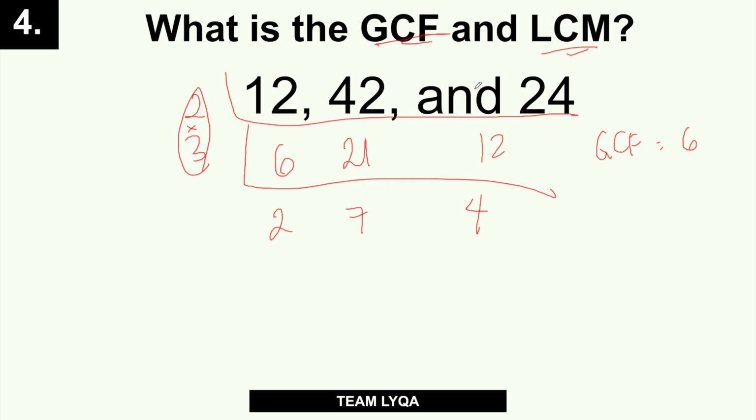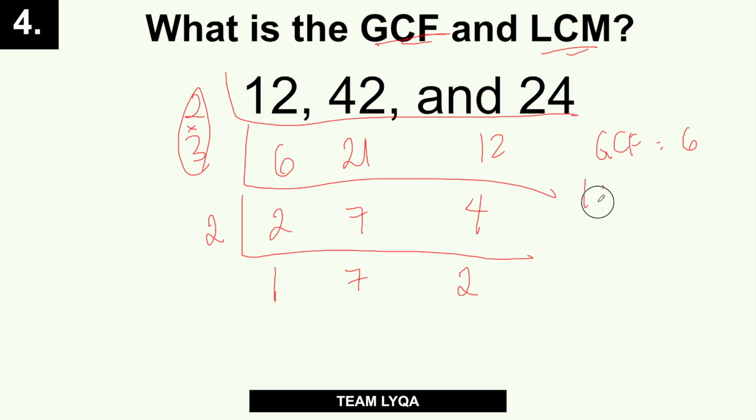Kaya lang ang LCM, hindi ko pwedeng gawin dito right away kasi yung 2 at saka 4, meron pa rin silang common factor or hindi pa sila factored na completely, hindi pa sila parehong prime. So, pwede ko silang i-divide ngayon sa 2. Ang mangyayari na lang would be 2 divided by 2 is 1. Yung 7, dahil hindi ko siya pwedeng i-divide sa 2, ibababa ko lang siya. 7 pa rin siya. And then yung 4, i-divide ko sa 2, that would be 2.